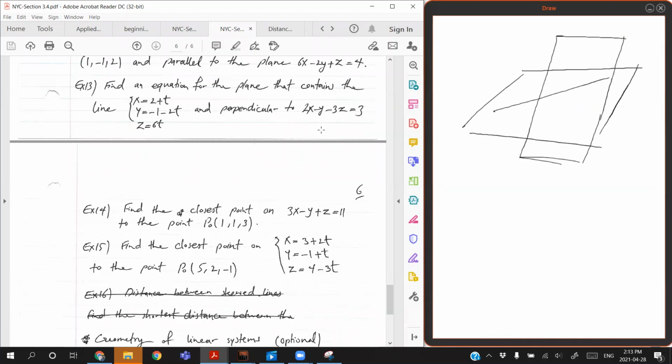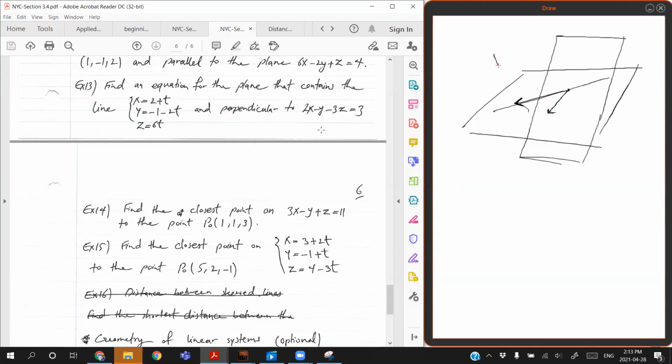So what you can do is you can take one of the points on the line. You can use the vector parallel to the line, and you can also use the vector that is orthogonal to the plane, to this plane. And then this would be enough information to write the equation of the unknown plane. Does that make sense?